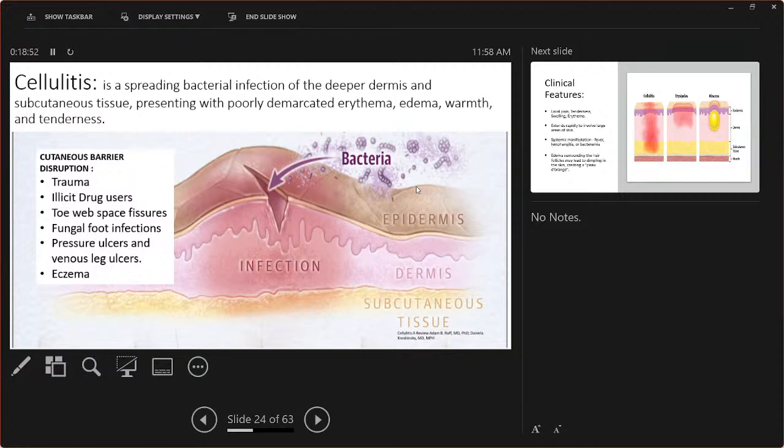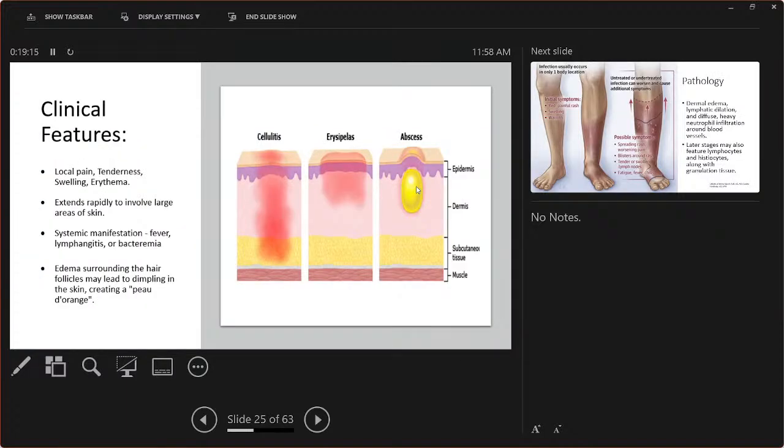Coming to cellulitis. Cellulitis is a spreading bacterial infection of the deeper dermis and the subcutaneous tissue, presenting as poorly demarcated erythema, edema, warmth, and tenderness. It will start from a cutaneous barrier disruption, that is either trauma or fissures, fungal foot infection, pressure ulcers, or eczema. The clinical features that I have mentioned above, that is tenderness, swelling, erythema, extend rapidly to involve large areas of skin. Systemic manifestations include fever and lymphangitis. It is also seen as a peau d'orange appearance, caused by the dimpling of the skin.